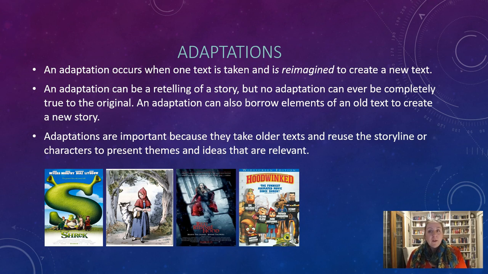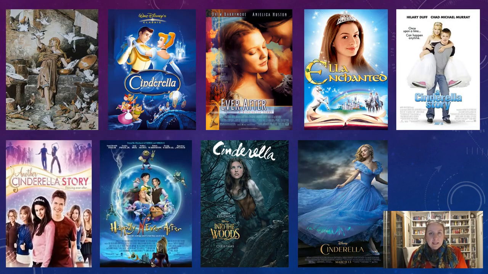It can borrow elements of an old text to create a new story, okay, with new meanings for new audiences. Adaptations are important because they take older texts and reuse the storyline or characters to present themes and ideas that are relevant for us, okay? Down the bottom here we've got Little Red Riding Hood, okay, so there's an original text and all these different adaptations of elements of Little Red Riding Hood which have been taken out to make it more interesting for modern audiences. Okay, so that's all an adaptation is, and that's what you guys are going to be looking at in class.